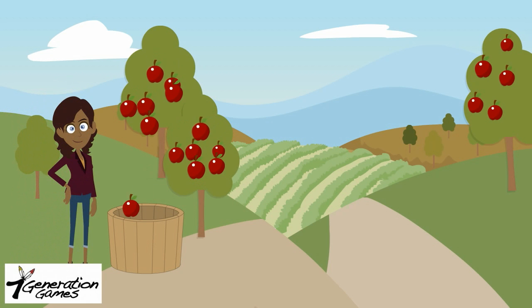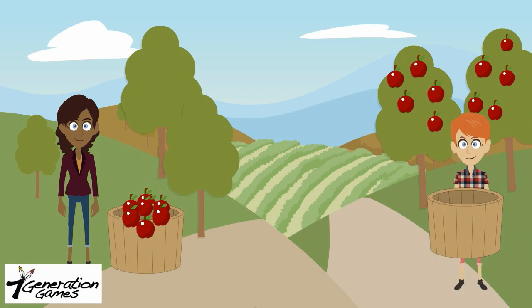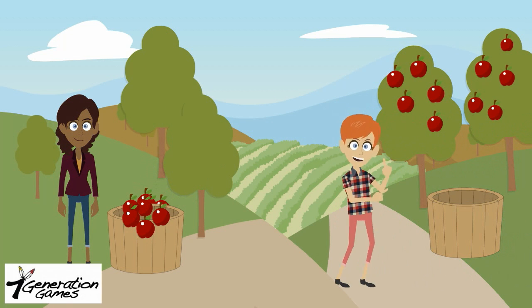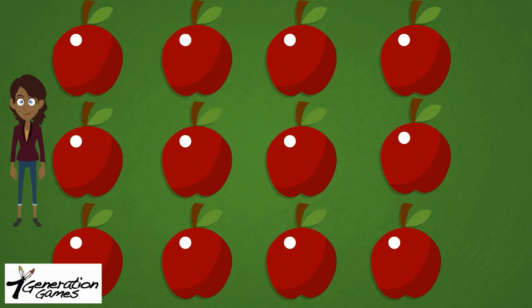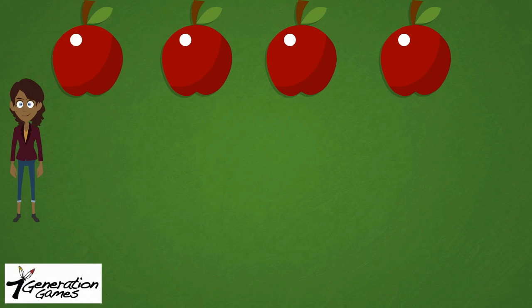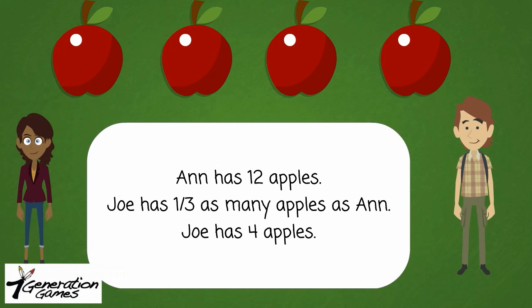Here's Anne. She has 12 apples. Here's Jill. She has 10 apples. Now let's look at Anne's 12 apples. What is 1/3 of 12? 4. If Joe has 1/3 as many apples as Anne, then Joe has 4 apples.